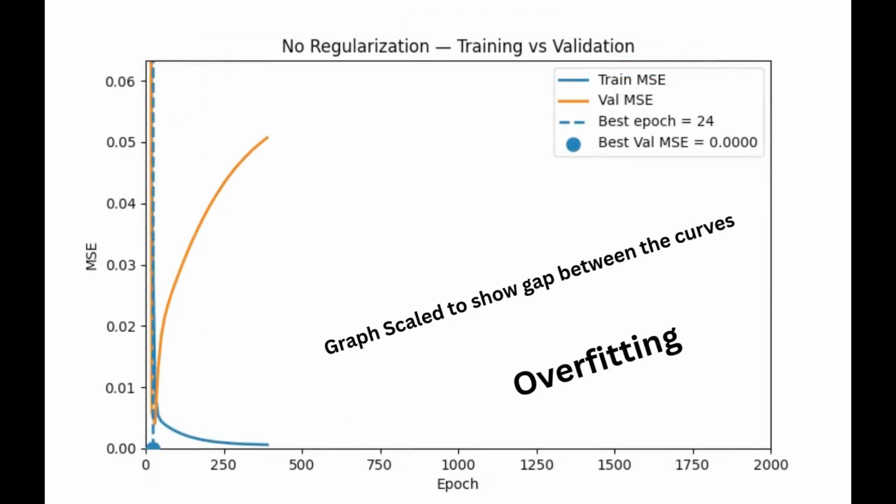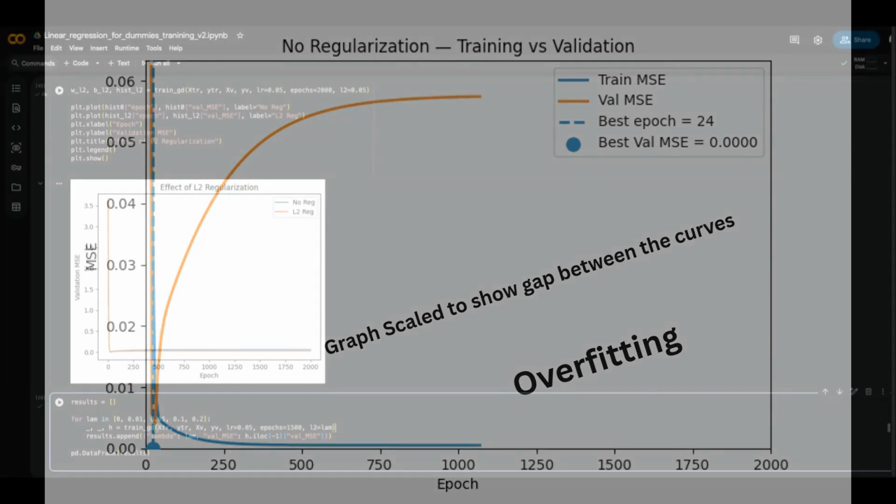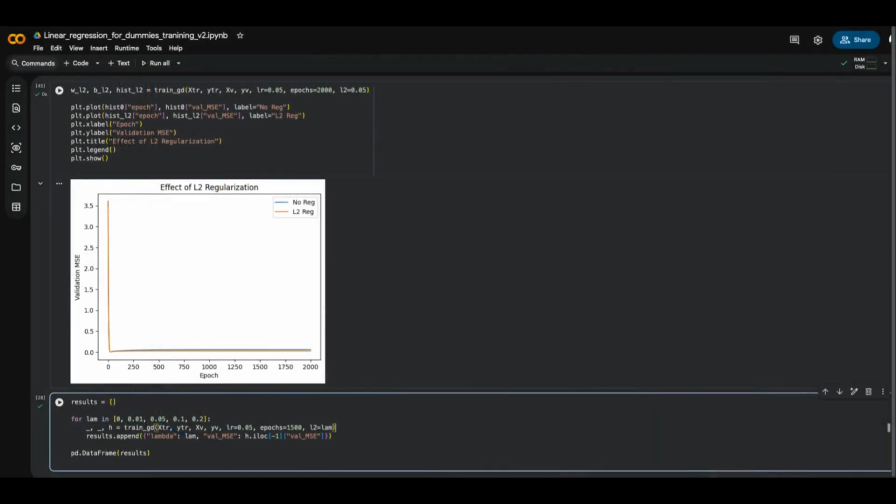If training error goes down, that means the model is fitting training data. But validation error tells us if those patterns actually generalize. If validation stops improving or starts rising, that's the warning sign, overfitting.